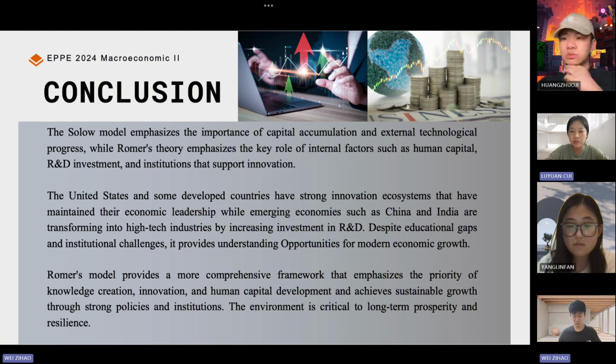Romer's model provides a more comprehensive framework that emphasizes the priority of knowledge creation, innovation, and human capital development, and achieves sustainable growth through strong policies and institutions. The environment is crucial to long-term prosperity and resilience.